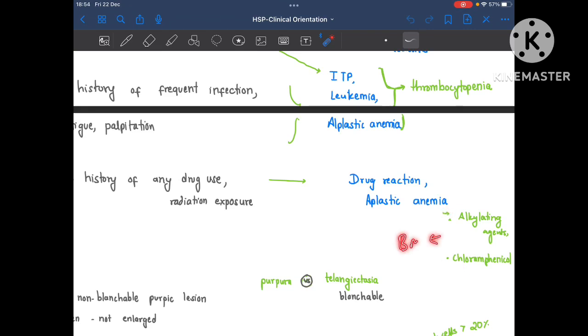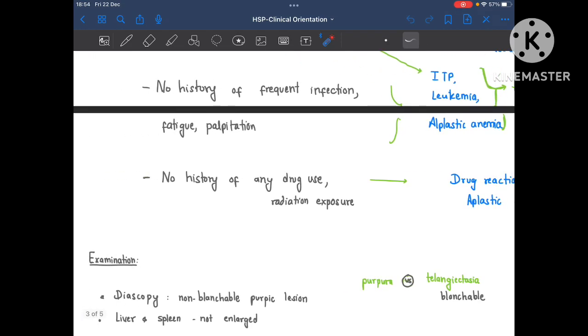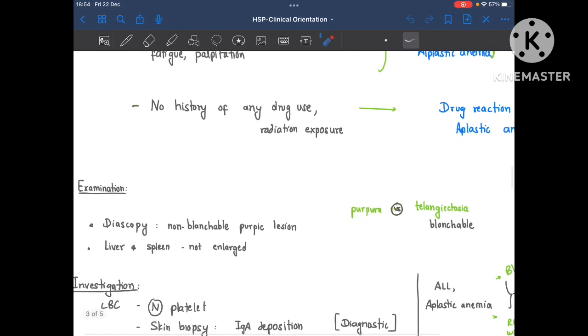When there is bone marrow suppression, there will be decreased platelet count, and the child may present with a purpuric rash. This is all about the history, right? Now we're going to discuss the examination of the same child. On examination of the rash, we will do diascopy.